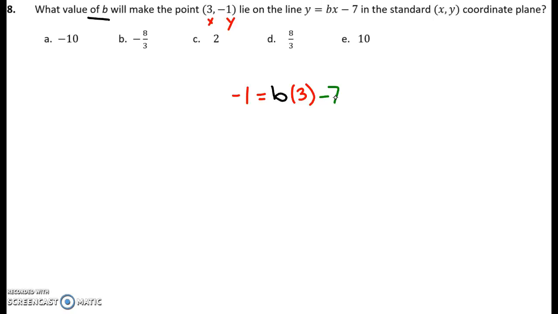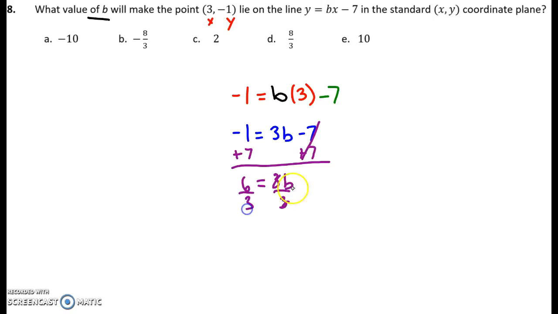And then I still have this -7 that they originally gave us. If I clean this up a little bit, I have -1 equals b times 3, which is really 3b, and then -7. Now I just want to solve this equation for b. I would add 7 to both sides, so that is eliminated. -1 plus 7 is +6. So 6 equals 3b. Divide both sides by 3, and we get b is equal to 2. Letter choice C.